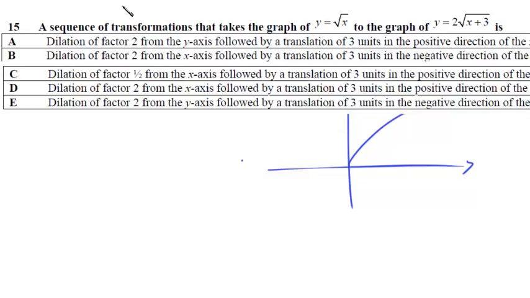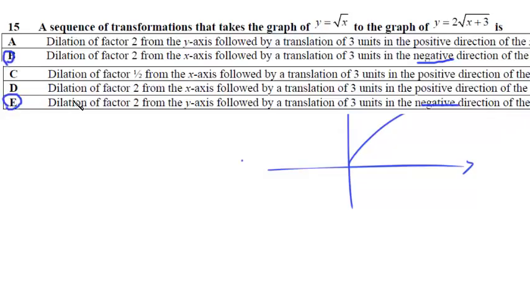So when this becomes this, what's actually going on? Is it a dilation of factor 2 from the y-axis followed by a translation of 3 units in the positive direction of the x-axis, or is it 3 units in the negative direction of the x-axis? One thing we know for sure is that because x has been replaced by x plus 3, it has to go to the left by 3. So there must be a negative direction in the x-axis. So the answer is either B or E.